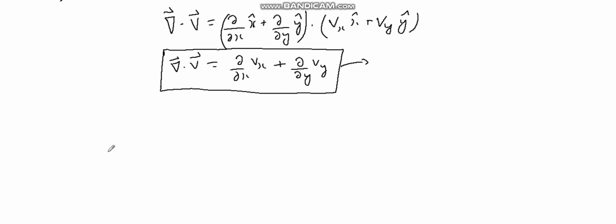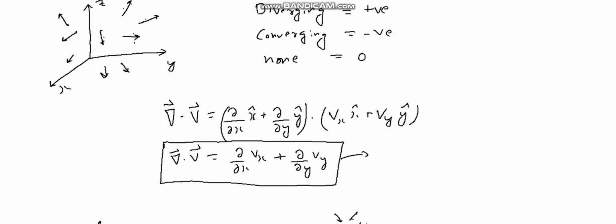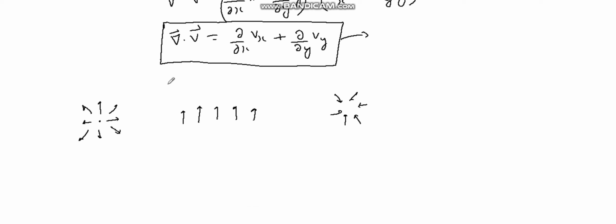Okay, yeah. So if we have a vector field like this, this vector field will have positive divergence. This vector field has 0 divergence, and this vector field will have negative divergence. If you want to see the picture geometrically, it is going to look like this.